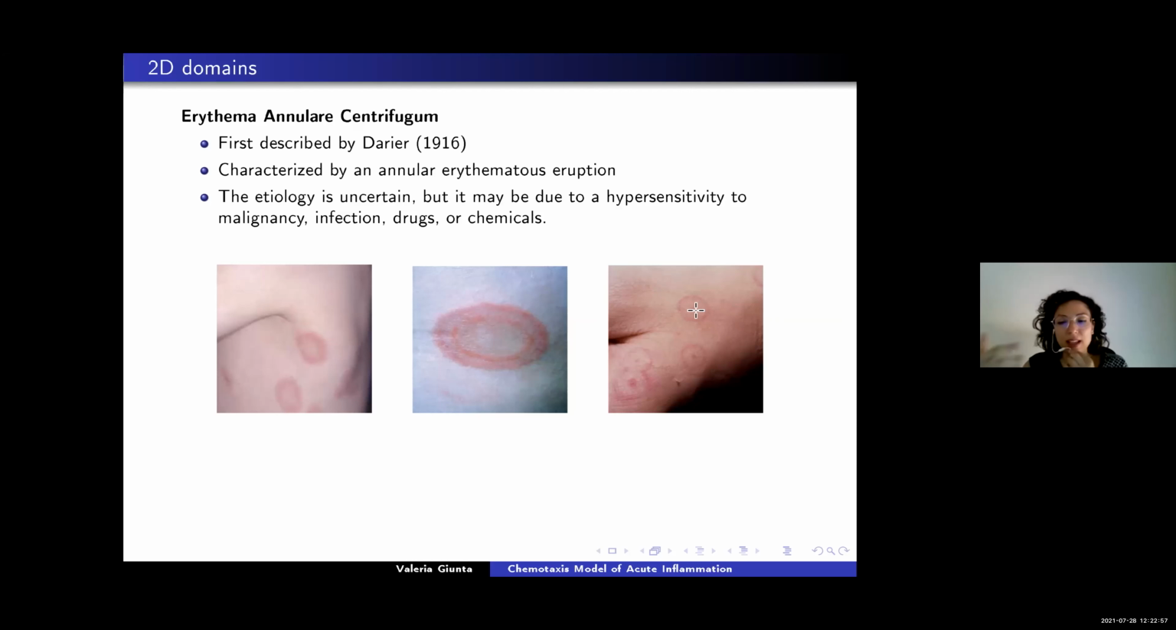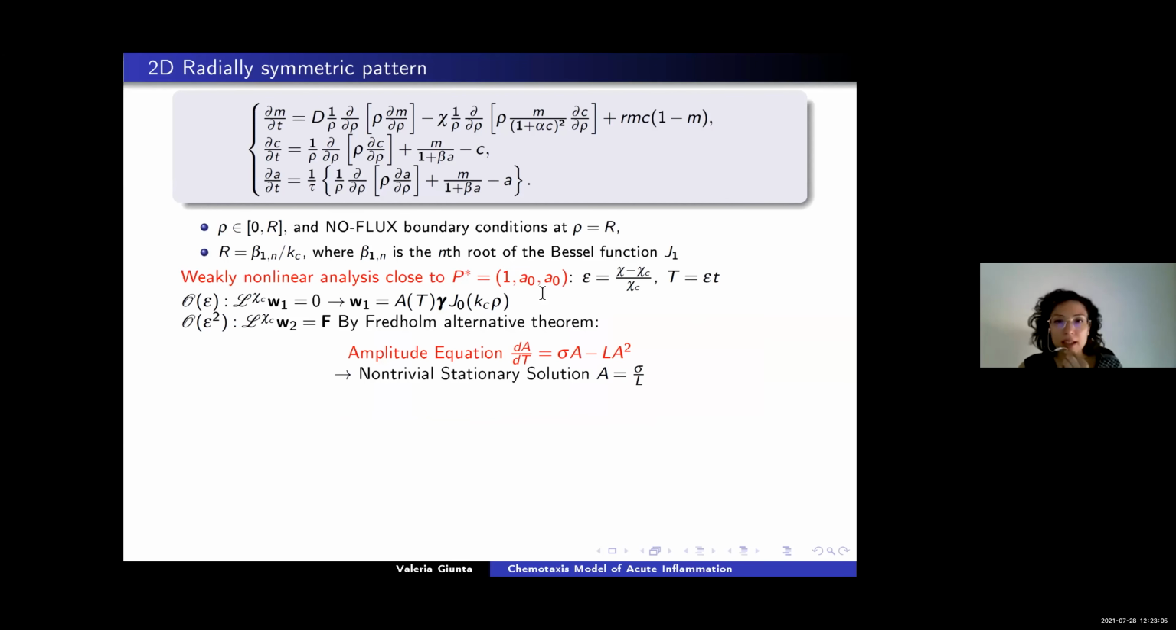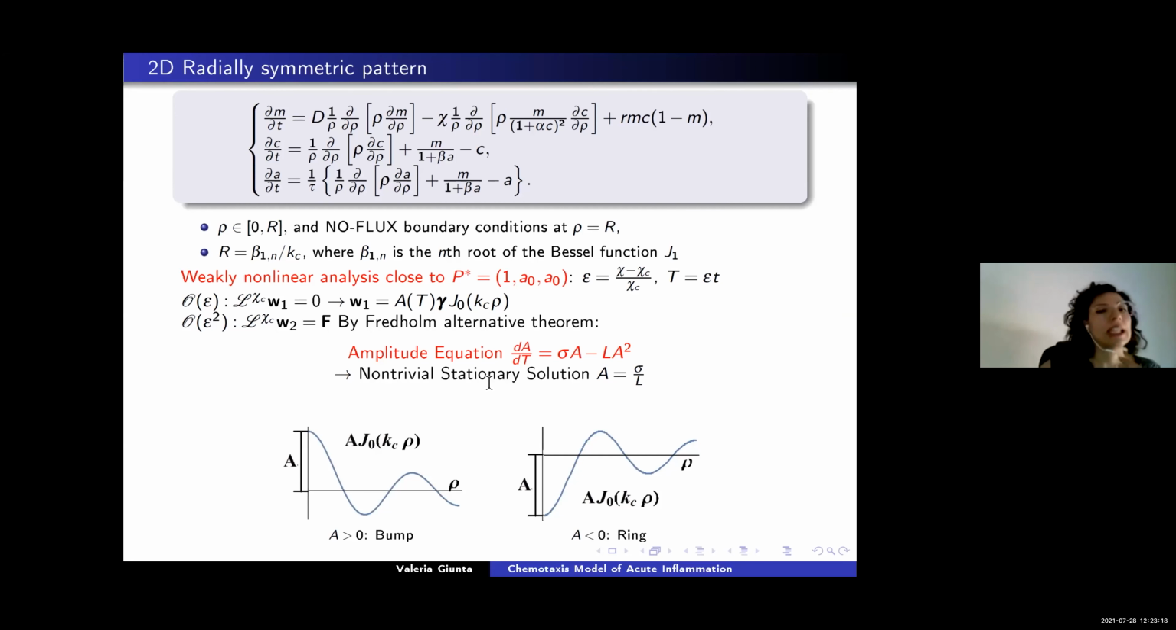To study the occurrence of these radially symmetric solutions, we have performed a weakly nonlinear analysis. Again, I will not give all details. We performed this analysis to obtain the amplitude equation, which gives us information about the type of solution we can expect. In particular, when the amplitude A is positive, we have a so-called bump solution with a maximum in the center of the domain. When A is negative, we have the so-called ring solution.